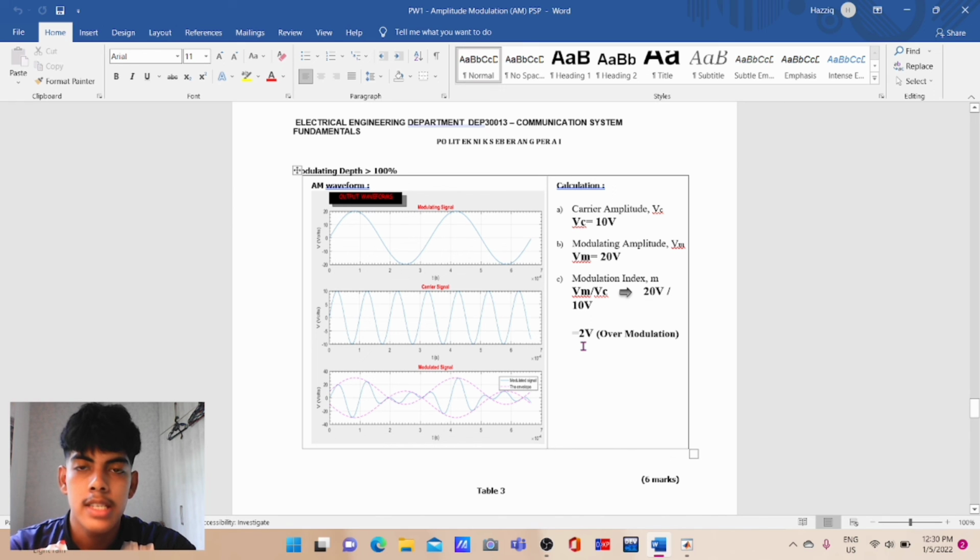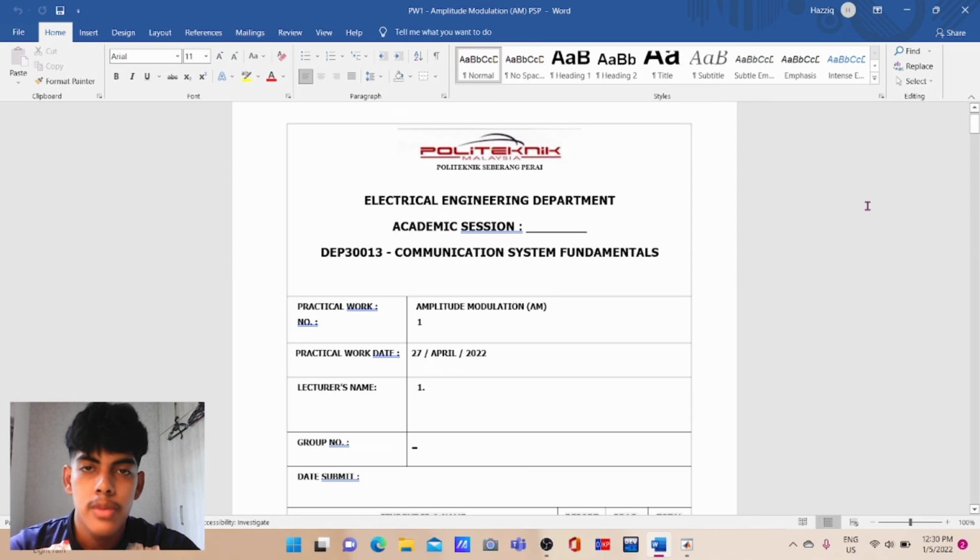The value is higher than 1, so it is over modulation. So that's all for me for practical work 1.